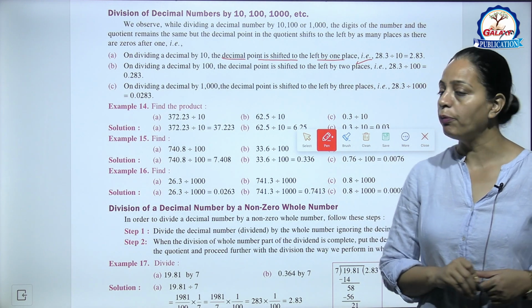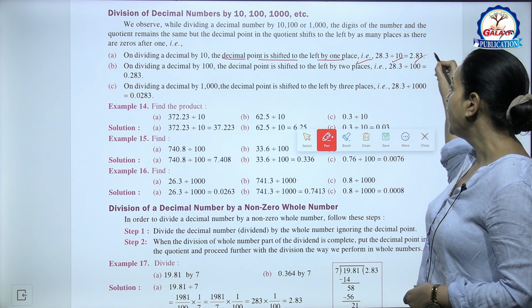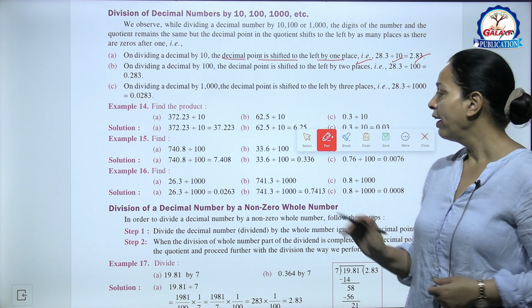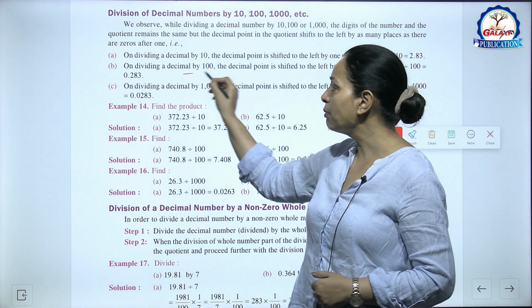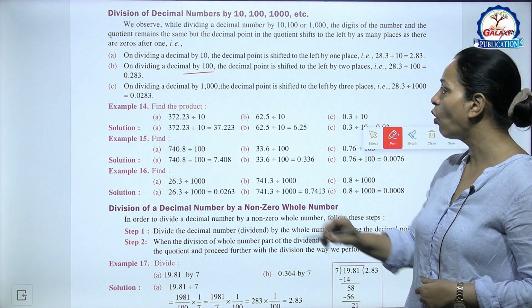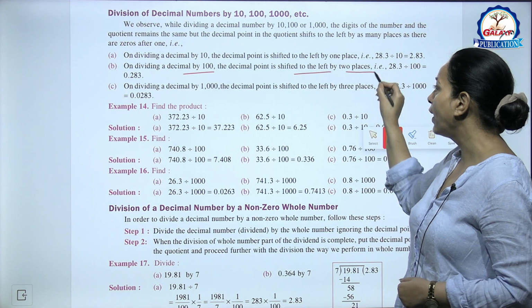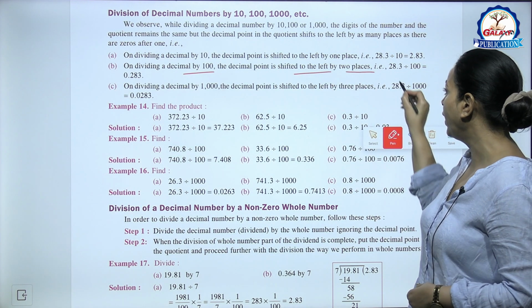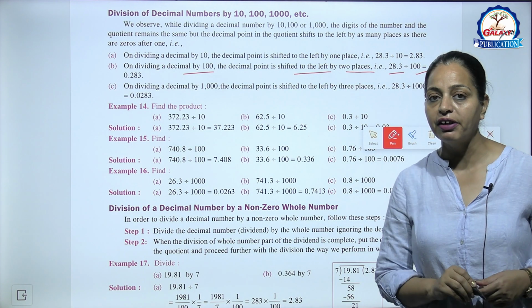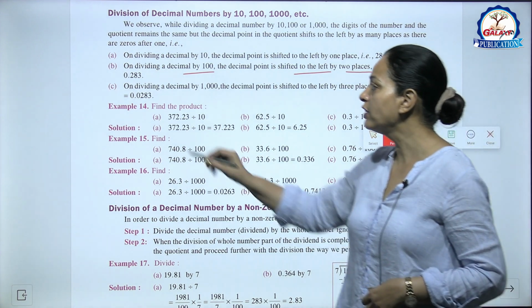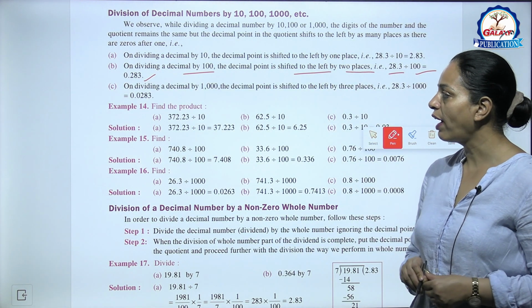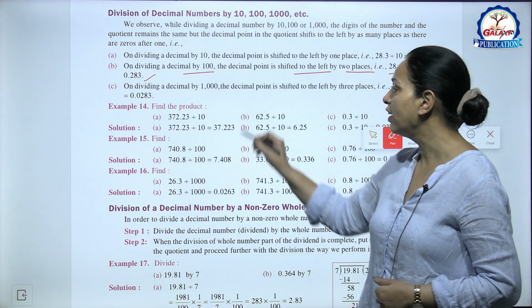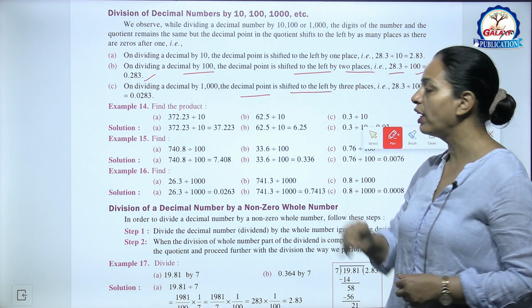So, like 28.3 divided by 10, it becomes 2.83, right? The next one, on dividing a decimal by 100, the decimal point is shifted to the left by 2 places, like 28.3 divided by 100. So the answer is 0.283, right?